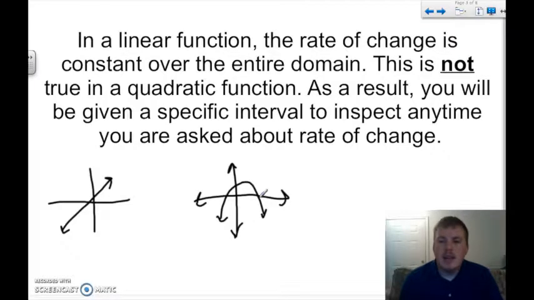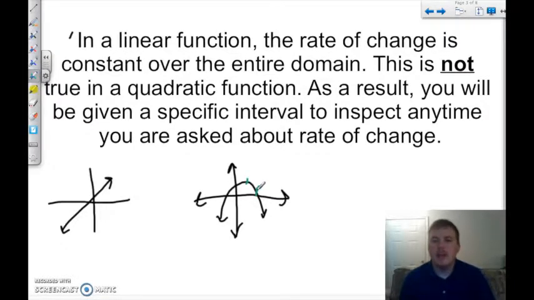So because of this, when we are looking at quadratic functions and we're looking at rates of change, we're going to have to be given a specific interval that tells us to look at just a small portion of the graph. For example, they might tell us find the rate of change from here to here. And even within that, you can see that the rate of change is not going to be the same the whole way through. So that's why this lesson, we're calling this the average rate of change. It's going to be the average change over the course of that interval. So let's go ahead and jump into some examples.